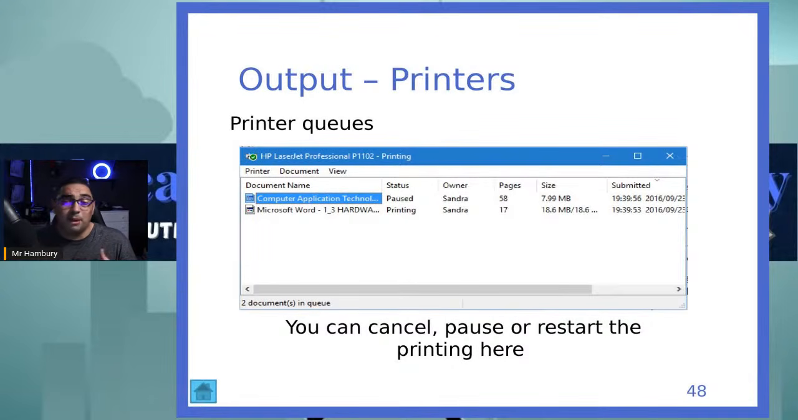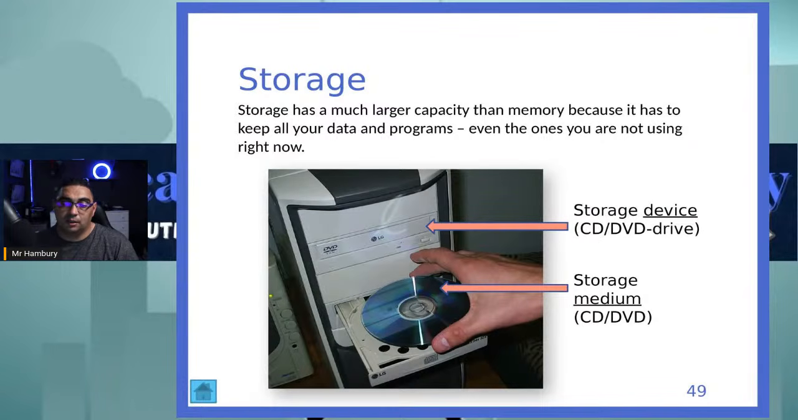So printers have memory in them. When I click print, that document goes into the printer queue in the memory, and I can cancel. When I go into that memory, I can cancel the document, restart it, or even pause the printing. Okay, so that's what the printer queue does. It gives me the ability to pause, cancel, and restart a print job that I've sent through.